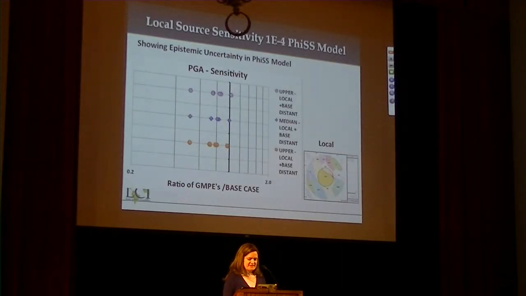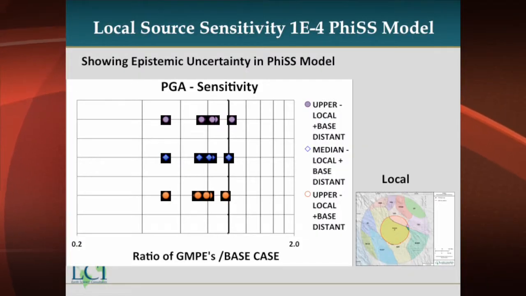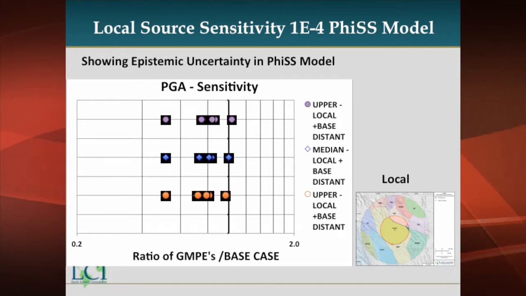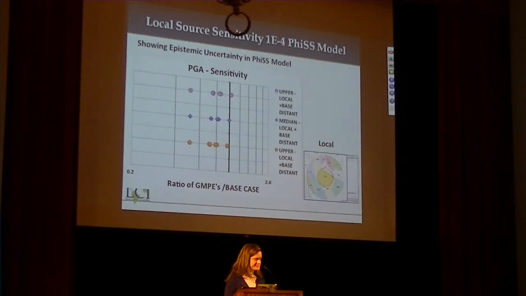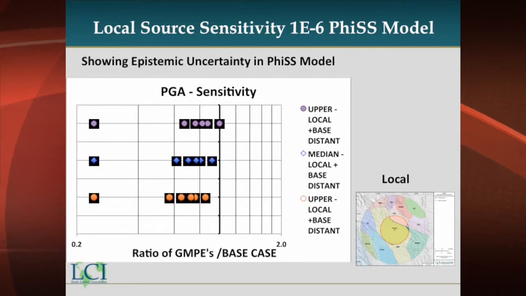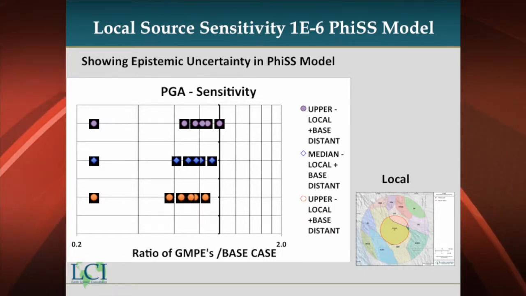So here's the sensitivity for the single station sigma at 10 to the minus 4 to the local source effects. Again, we have 3 branches. We have an upper VSS model, we have a median VSS model, and we have a lower VSS model. And you can see the distribution's a little bit wider here than with the tau model. If we look at 10 to the minus 6, it gets a little bit even wider by dropping down. This is for PGA.